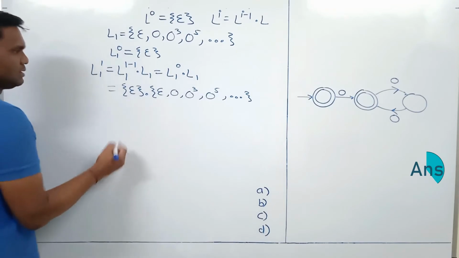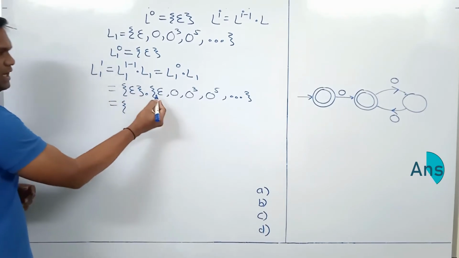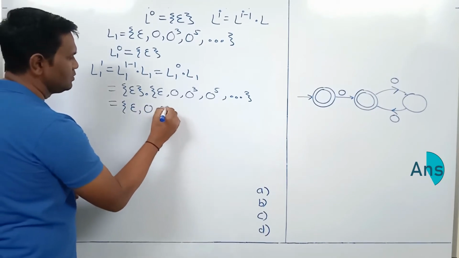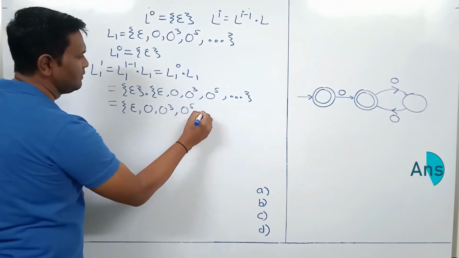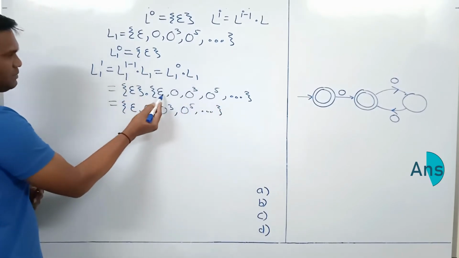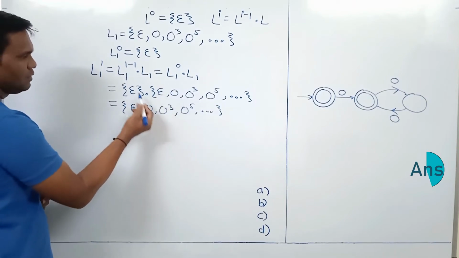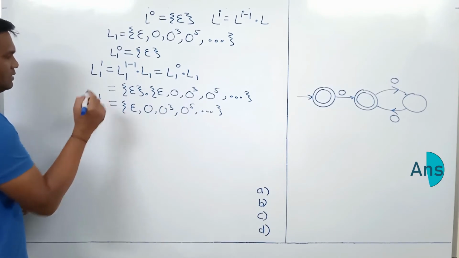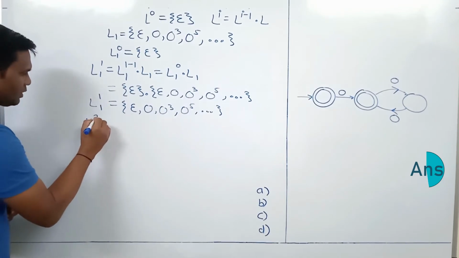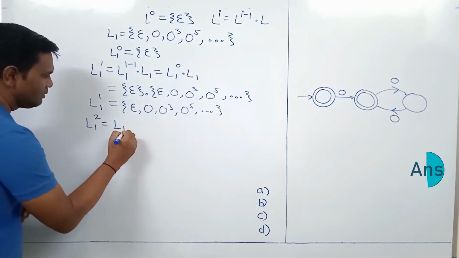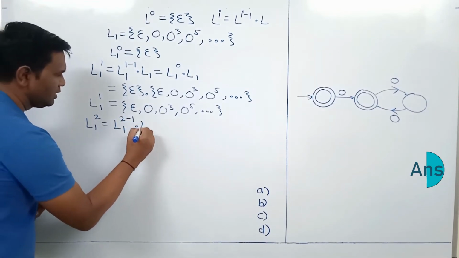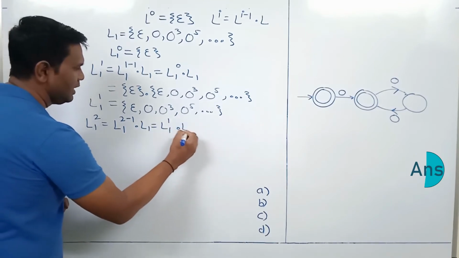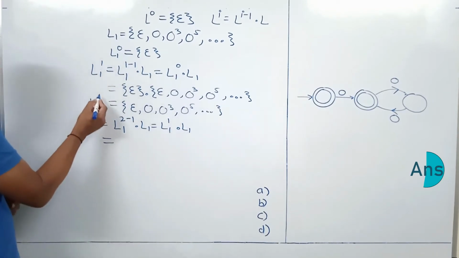So we have to calculate this concatenation. Epsilon concatenated with any language is the language itself. So this is epsilon, 0, 0 power 3, 0 power 5 and so on. Epsilon dot epsilon gives epsilon, epsilon dot 0 gives 0, epsilon dot 0 power 3 gives 0 power 3 and so on. So this is L1 power 1. What is L1 power 2? According to the formula, it is L1 power 2 minus 1 dot L1. This is L1 power 1, 2 minus 1 is 1, dot L1. So this is L1 power 1 which we have calculated.